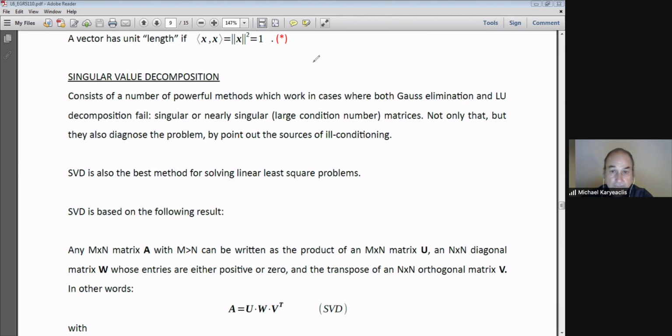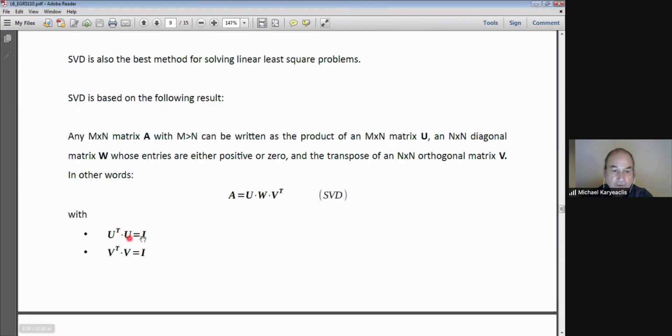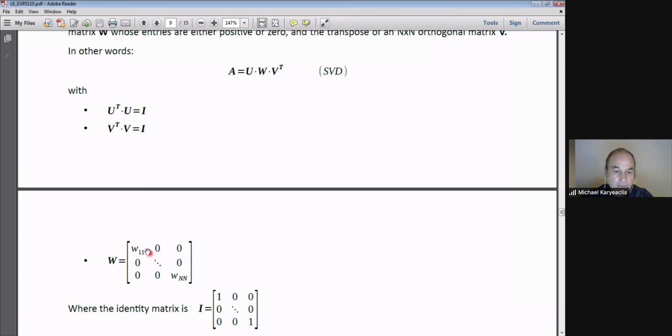All right, so this is what we have. U transpose U is equal to the identity. In other words, this is a characteristic. This is orthonormal, and so is V. And W has this form where some of the W's can be 0, and the identity matrix is 1 along the diagonal and 0 everywhere else. That's what this means. That basically means that U and U transpose are inverses of each other. So the inverse of U is equal to U transpose, and the inverse of V is V transpose. That's what this means, because that's the orthogonality condition that you have. Okay.